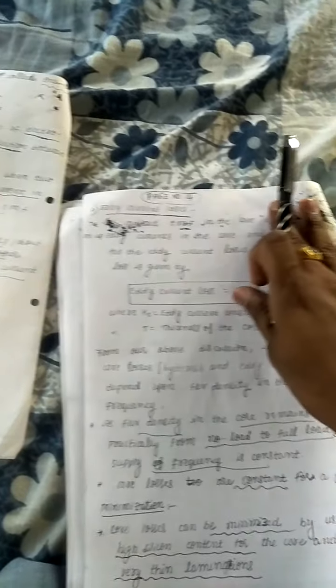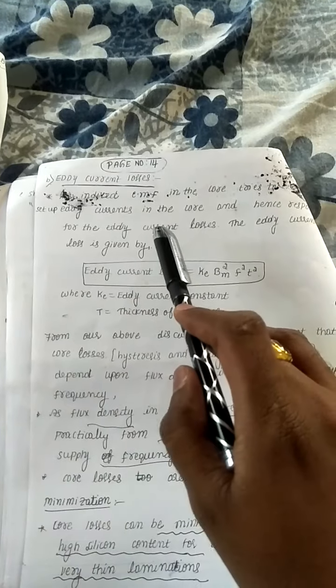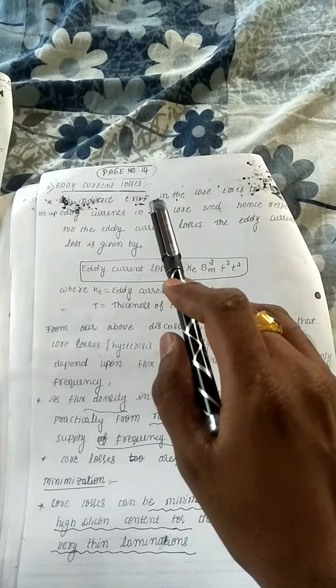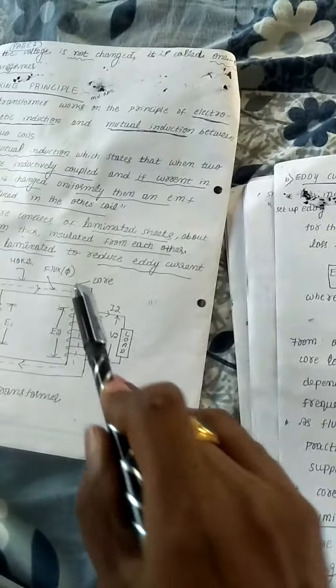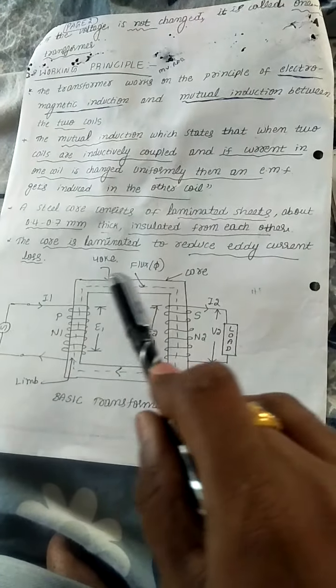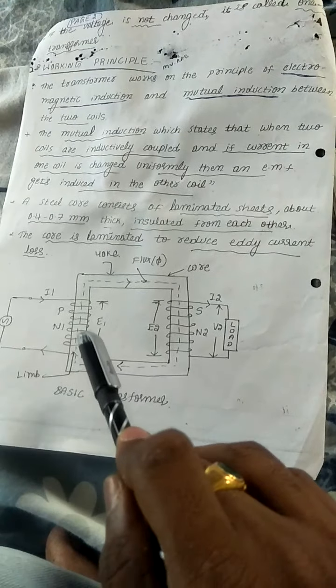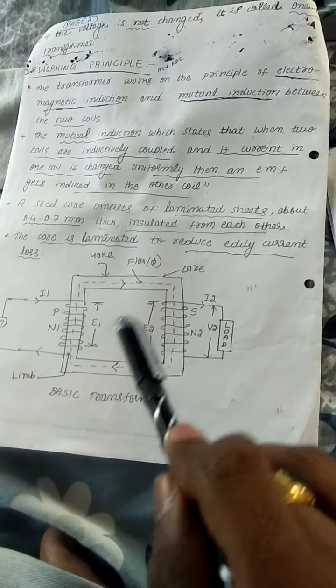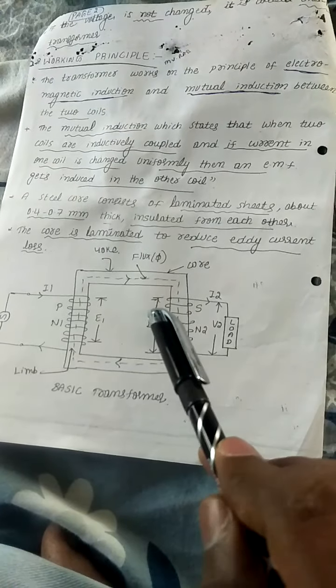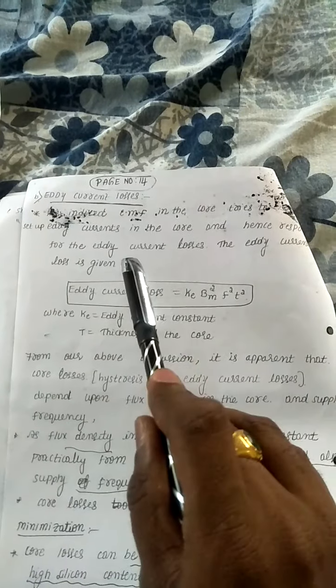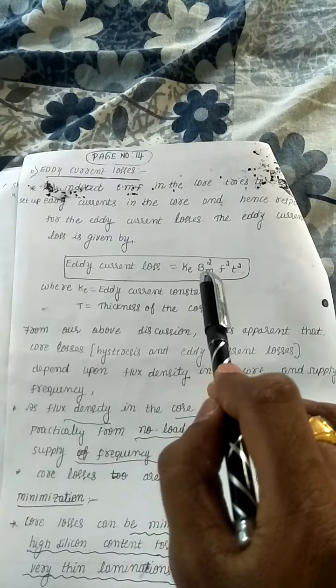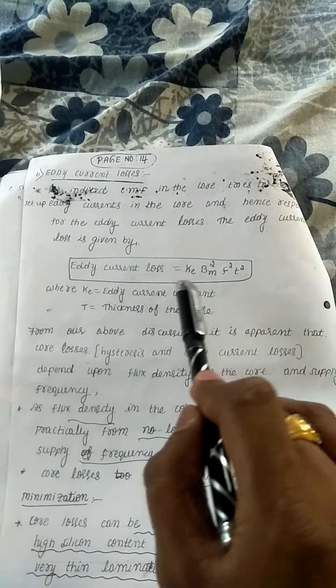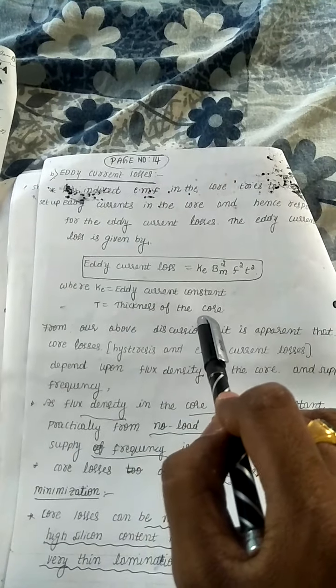Then we have one more, that is eddy current loss. Eddy current loss means, as you all know, EMF will be induced in the core due to this flux. Due to this induced EMF, eddy currents will be set up, hence eddy current losses will occur. Eddy current loss is given by the equation Ke Bm^2 f^2 t^2. Ke is the eddy current constant, and t is the thickness of the core.